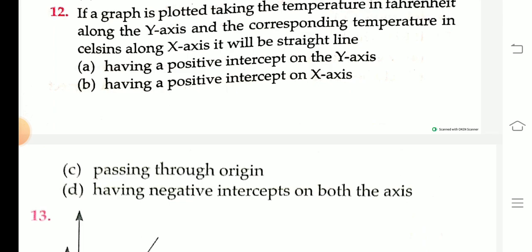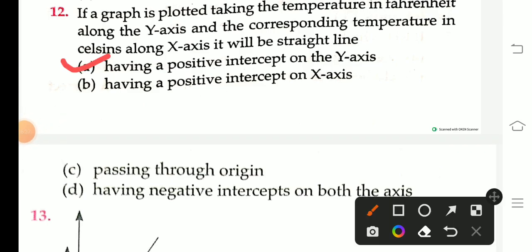Next, if a graph is plotted taking the temperature in Fahrenheit along the y-axis and the corresponding temperature in Celsius along x-axis, it will be a straight line. The right answer option A, having a positive intercept on the y-axis.